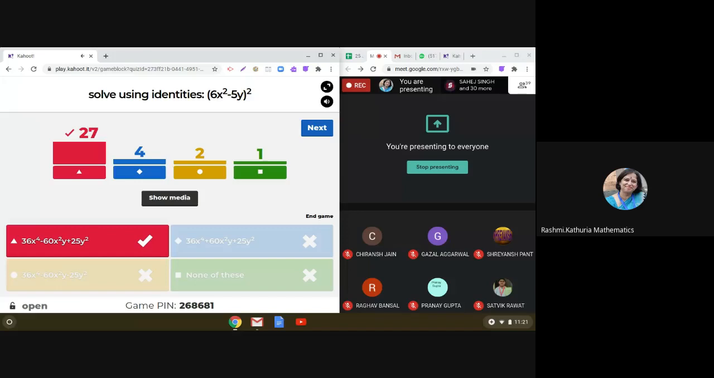So (6x square minus 5y) whole square. I know you must have used the identity (a minus b) whole square, which is a square minus 2ab plus b square. And in this question, a is 6x square and b is 5y. So apply and solve. You get the answer 36x raised to the power 4 minus 60x square y plus 25y square. Good job, children. Great going.